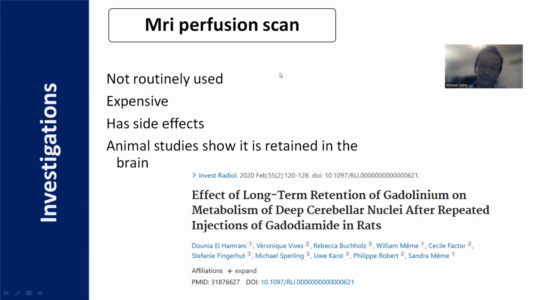All right, so MRI perfusion scan is not routinely used. Of course, contrast is expensive. It does have some mild side effects, such as allergic and renal reactions. Also, some animal studies show that it's retained in the brain in the long run. This study was done by Hamrani in 2020 and found that gadolinium is retained in the brain. However, no side effects were found, so it's still not known if it does have a side effect or not.